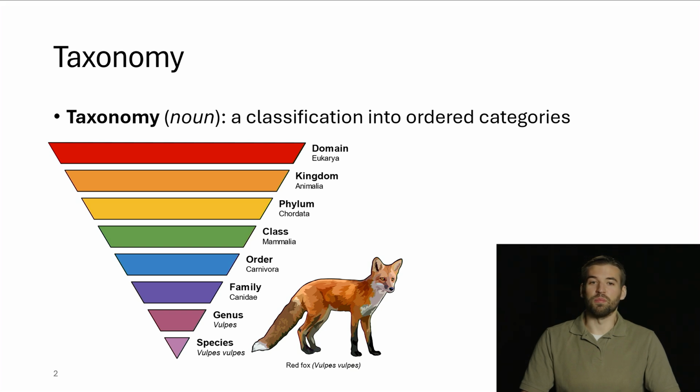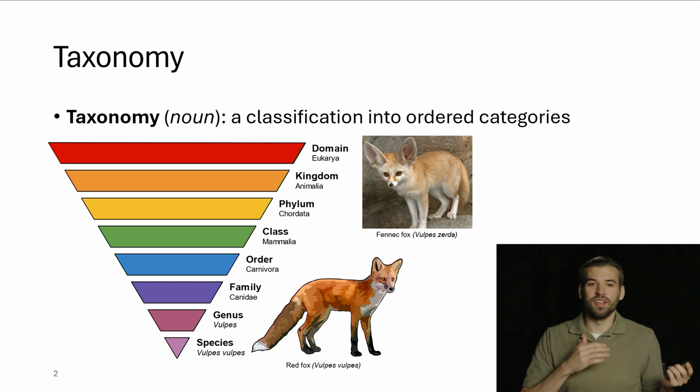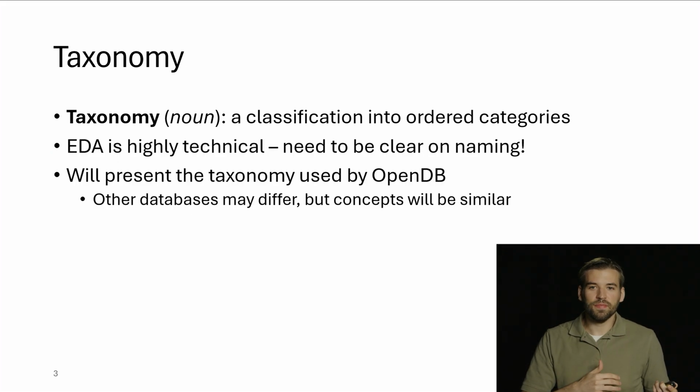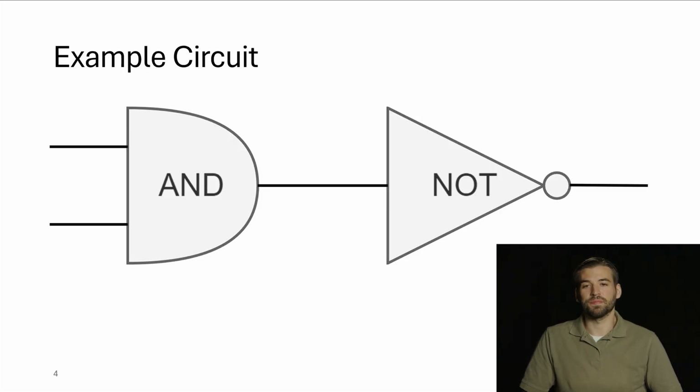Sometimes it can be important to distinguish whether you're talking about a red fox, Vulpes vulpes, or a fennec fox, Vulpes zerda. In EDA, we also have this need to be very precise about which part of the circuit we're talking about, and to avoid confusion. In this lecture, I'll present the specific taxonomy used by OpenDB. Other formats may differ, but the concepts should be very similar.